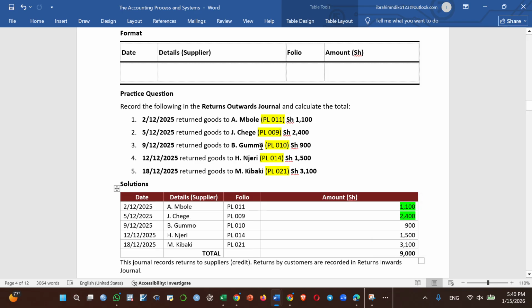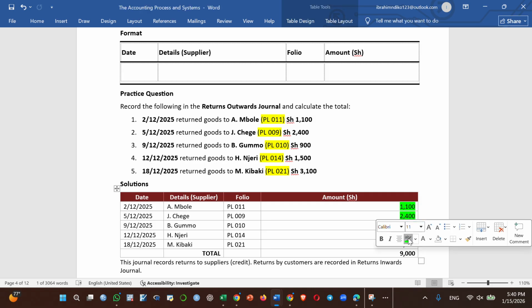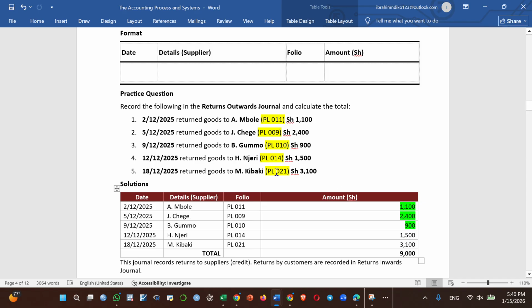On date 9, Gumo returned goods. And Gumo, remember the reference number is PL010. You can see it here, Gumo, PL010. That date is date 9, that is correct. Then the amount is 900, so you record the 900. Then next on date 12, Njeri returned goods. The date is date 12, correct. Put Njeri, that is correct. PL014, correct. Then the amount, you can see it here, is 1,200.